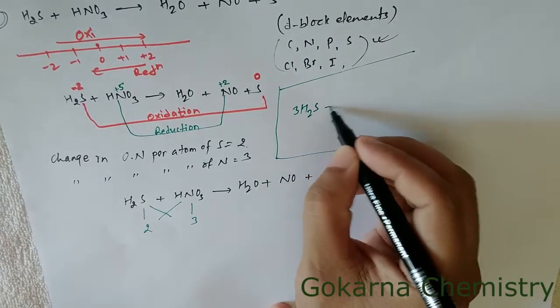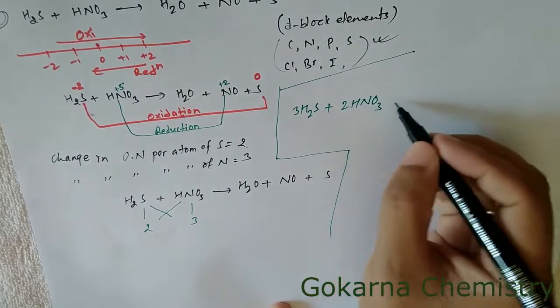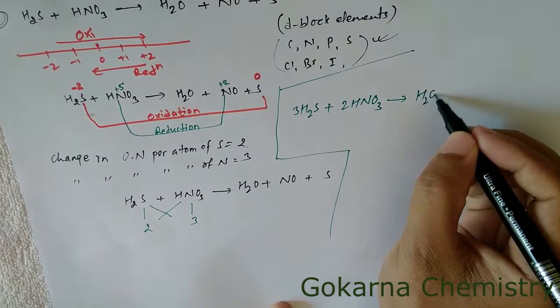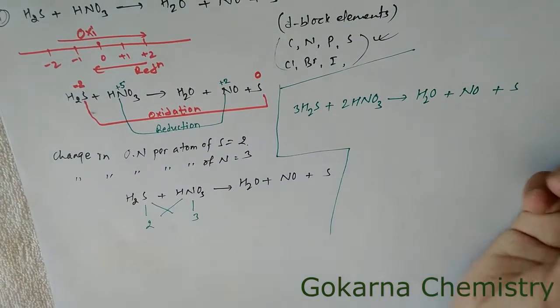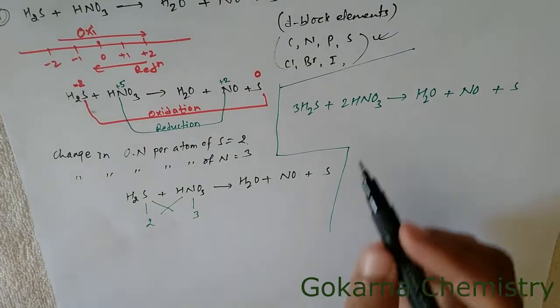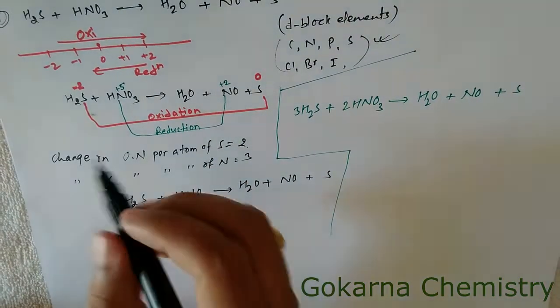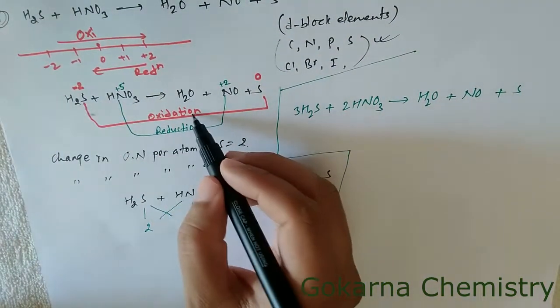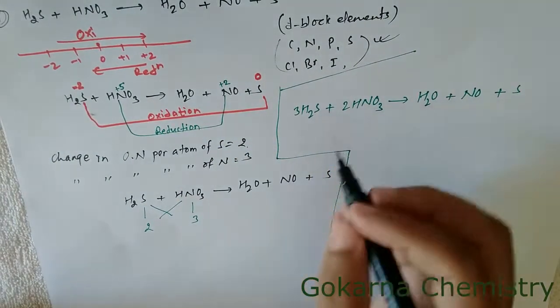(3H2S) plus 2HNO3 gives H2O plus NO plus S. Now first balance the atoms which are in oxidation and reduction. So sulfur is oxidation and nitrogen reduction. So first of all we have to balance sulfur and nitrogen.